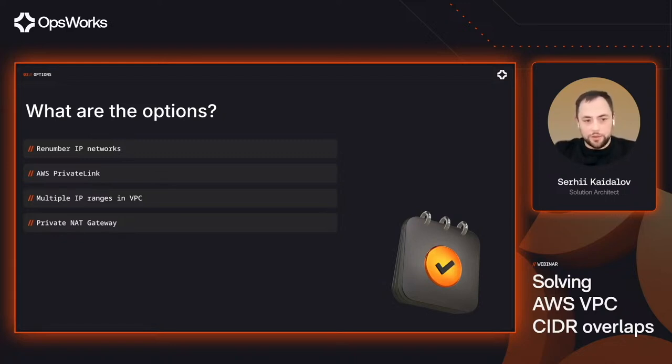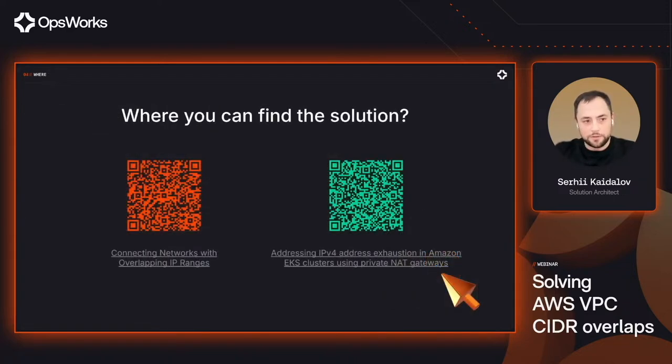And right now we go into the use case that we did for our customer. Before that, where you can find the information I was talking about right now. All four options are described in this orange QR code, you can get the link if you scan it. There is all the information I just said, maybe with more details. And the green QR code will guide you to a blog post, again from AWS, on how to deal with exhaustion of IP addresses when you're using EKS clusters.